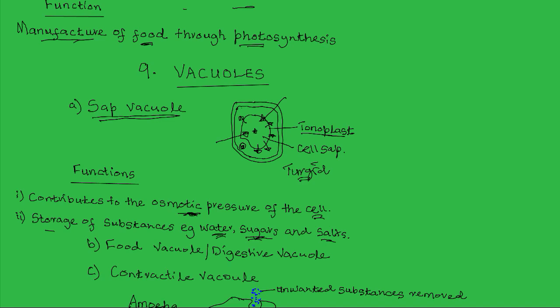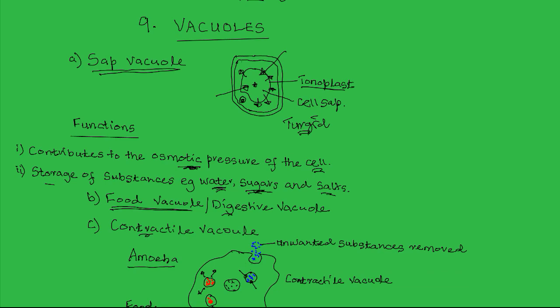Now, the second type of vacuole is the food vacuole, also known as the digestive vacuole. These are found in some unicellular organisms such as amoeba, and their function is to digest the ingested food particles. The third one is a contractile vacuole. Contractile vacuole is a specialized type of vacuole that is capable of contracting to expel unwanted substances from the cell.